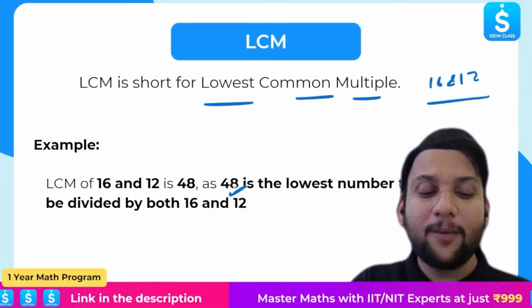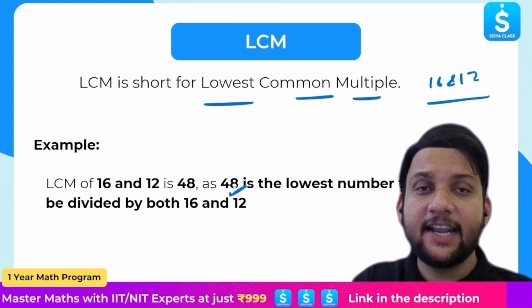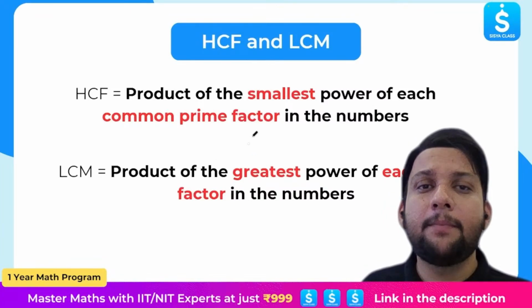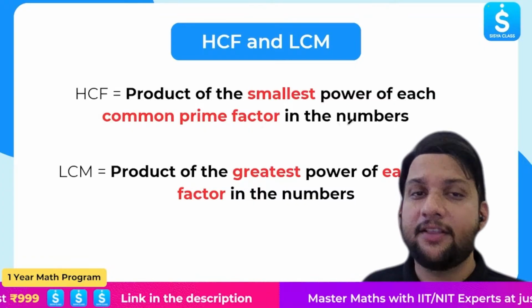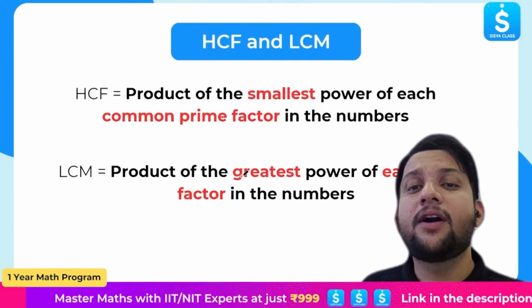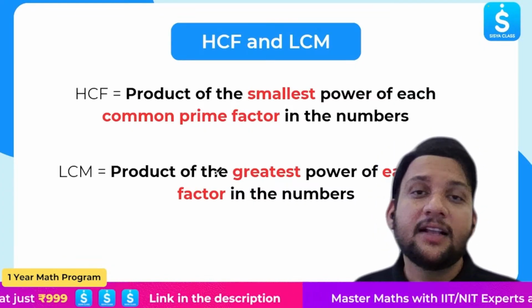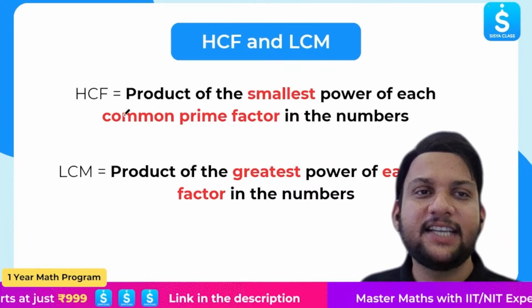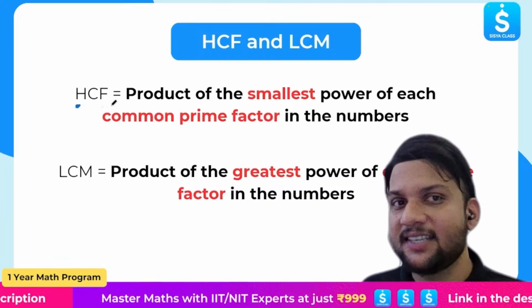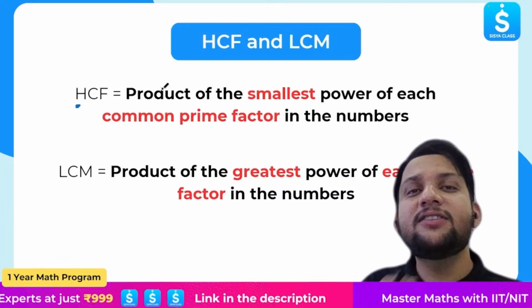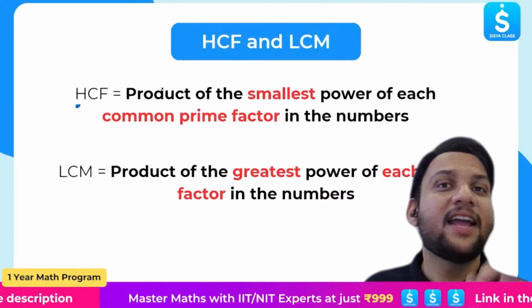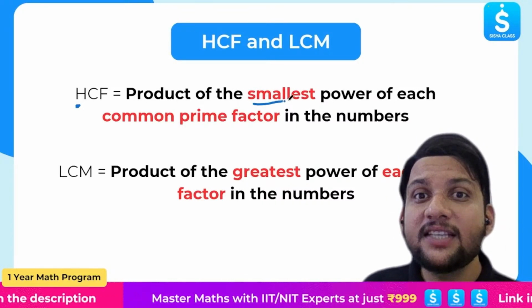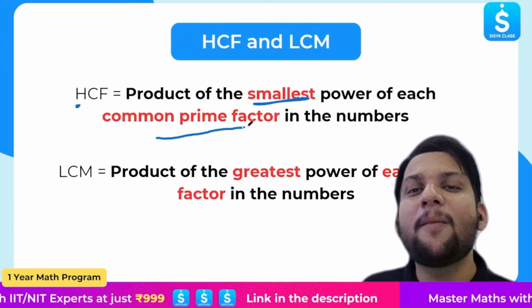Now, the grade 10 formulas are like this. HCF is the product of the smallest power of each common prime factor in the numbers, and LCM is the product of the greatest power of each prime factor in the numbers. This is going to be a bit tricky, but I'll tell you one easy trick. HCF, H stands for highest, so whenever we have HCF, it will do the opposite. HCF is highest common factor, right? So the formula is the product of the smallest power of each common prime factor.